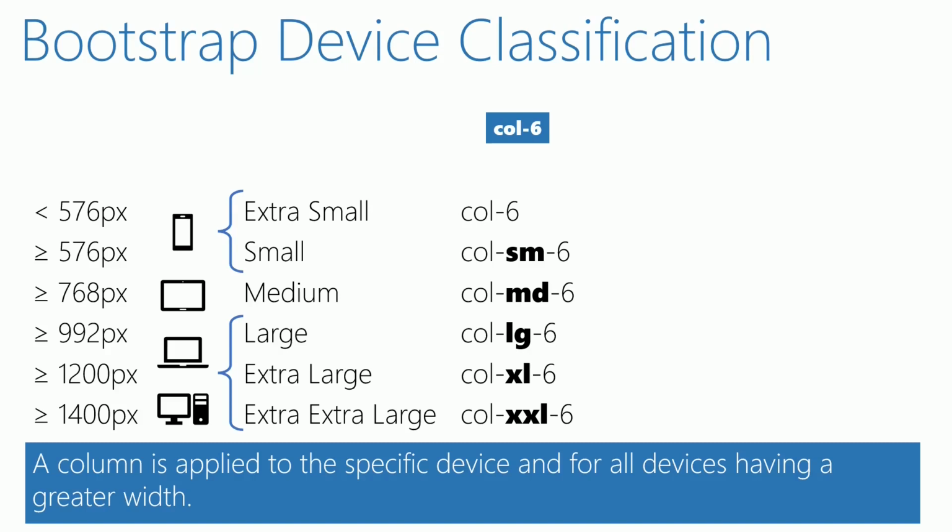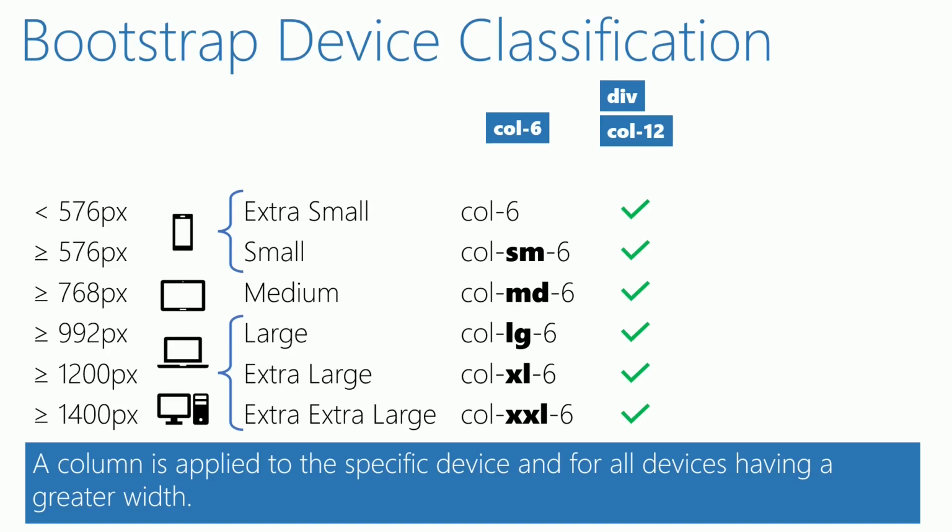For example, if we have a div with class as col-12, we know that col-12 represents extra small devices. So col-12 is applied in extra small devices, and it will also be applied to small, medium, large, extra large and extra extra large devices. Hope you remember I mentioned earlier that it will be applied to the devices that have the width greater than the current device as well.